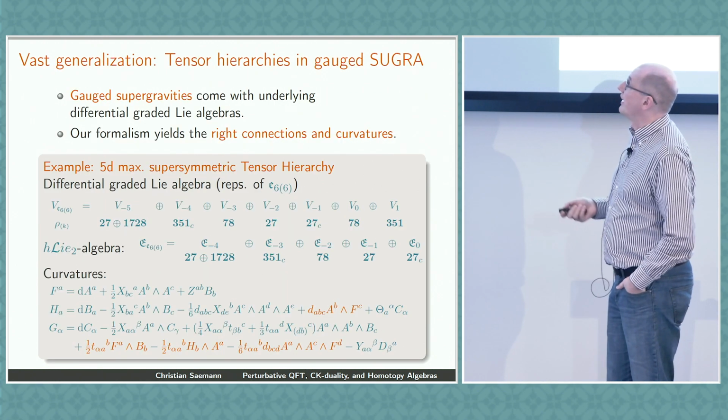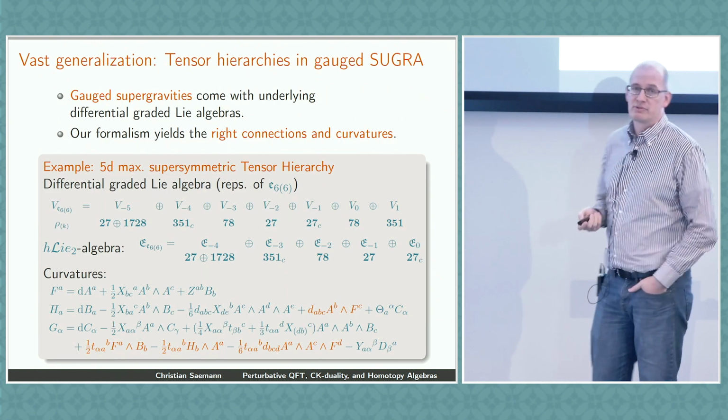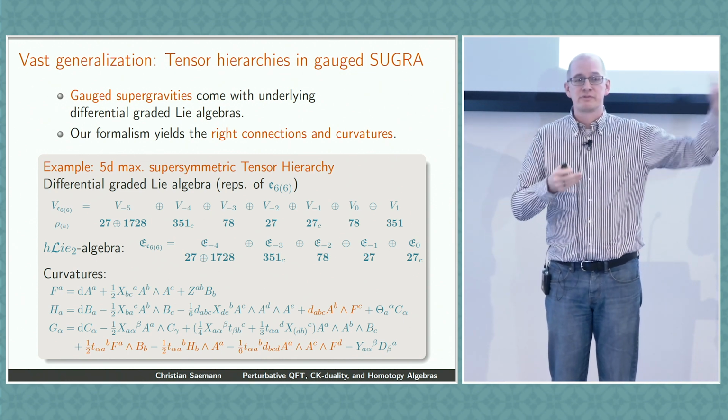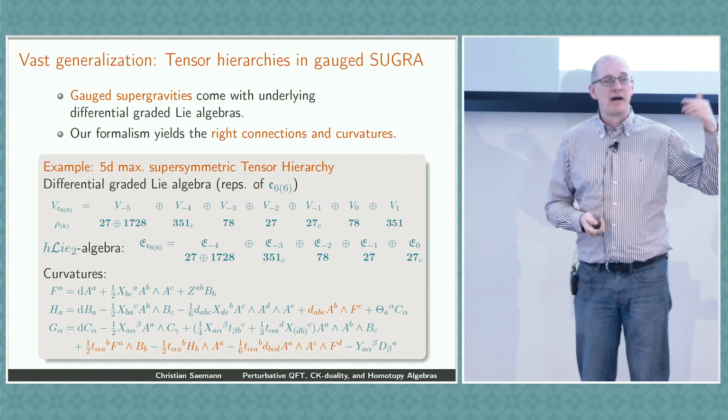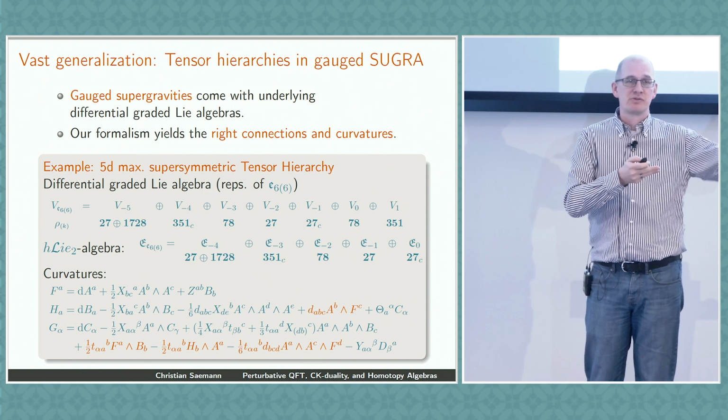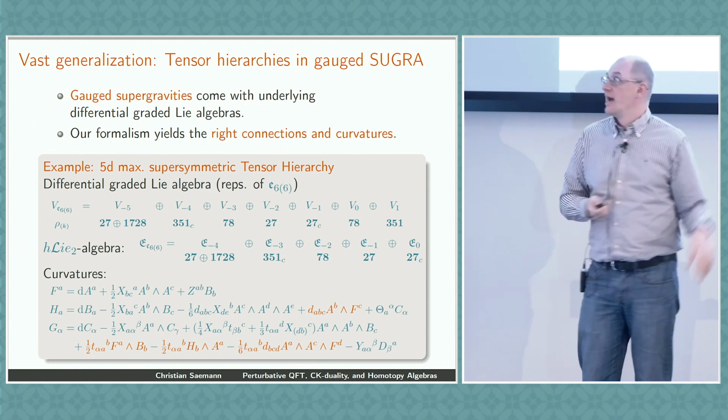Namely, if you look at the so-called tensor hierarchies in gauged supergravities, they have lots of higher potential form fields. They have 1-forms, 2-forms, 3-forms, and so on. And they construct them in a rather pedestrian manner. So they see that certain things don't close. You introduce new things to correct for that. Then these things don't close, and so on.